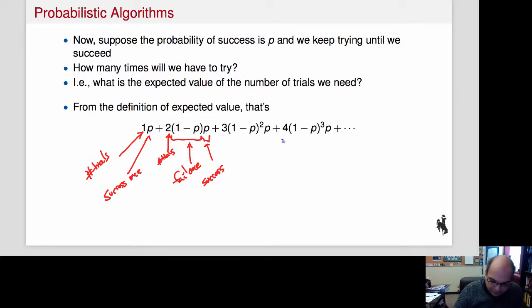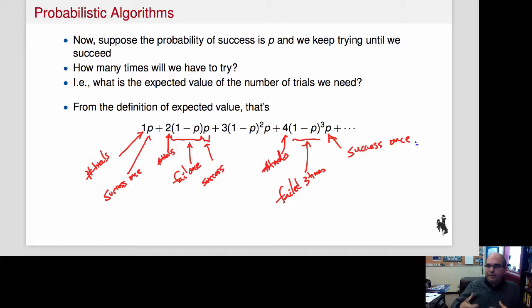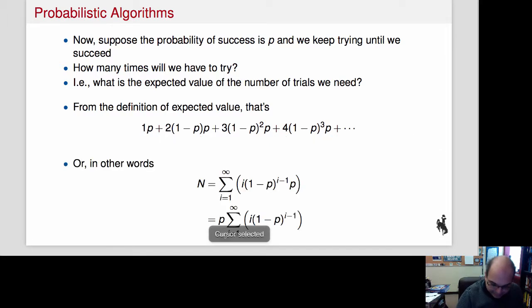Okay, now let's skip to 4 here. Again, this is the number of trials. And it took me 3 times. That means that I must have failed. I'm sorry, it took me 4 times. So I must have failed 3 times, right? And succeeded once. So if I take this sum, and it's an infinite sum, okay, but if I add all these numbers, I'll get the expected value of trials, because it's the sum of the trial times the probability that it takes that many trials. Okay, so let's try to find that sum, okay?